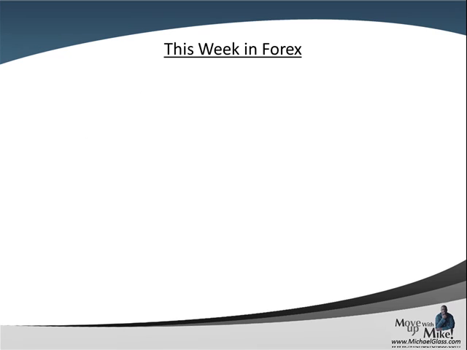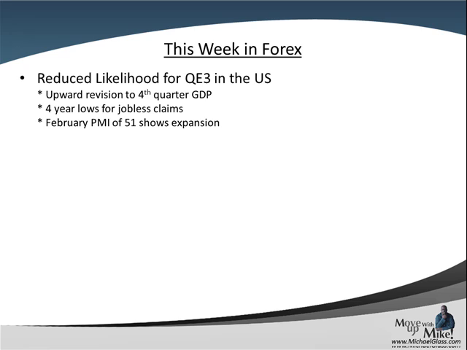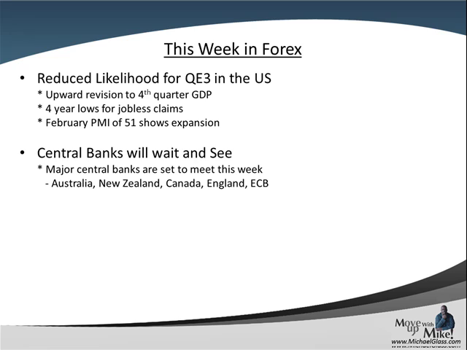As we begin to look at this week in Forex, we can first look at the reduced likelihood of QE3 here in the States. We had an upward revision in the fourth quarter GDP. We have 4-year lows on the jobless claims. Yes, I know some people are no longer looking. And our February PMI of 51 shows expansion. And Bernanke, during his testimony in front of Congress, still shows some caution with the true strength of the economy, but the likelihood of a QE3 has reduced. In reality, the likelihood of QE3 across the board, minus Japan, looks like it's going to be small.